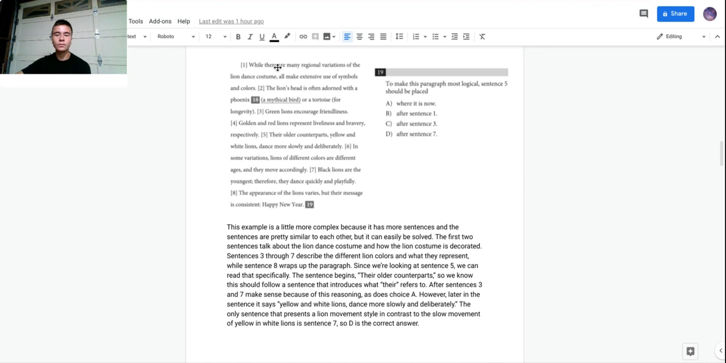So right now I'm only worried about C after sentence three and D after sentence seven, or A where it is now. That all makes sense. But right now I'm just gonna skip the step of reading through each sentence and getting the main idea because sentences three through eight are just talking about the different colors of lions and what each color symbolizes. So yeah, I'm just gonna test it out at A, C, and D.